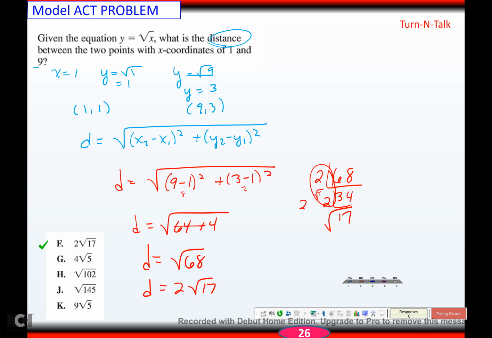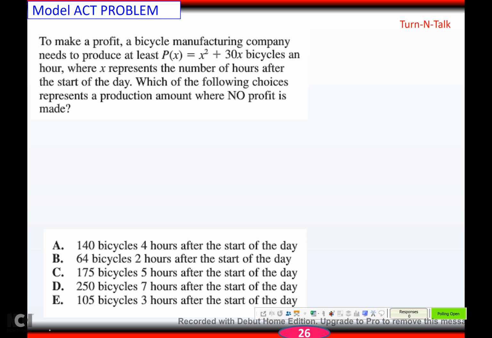Okay? Try this one. Hit pause. Come back when you're ready.